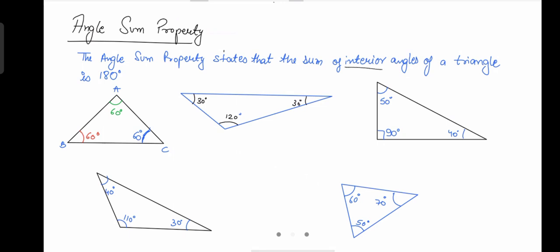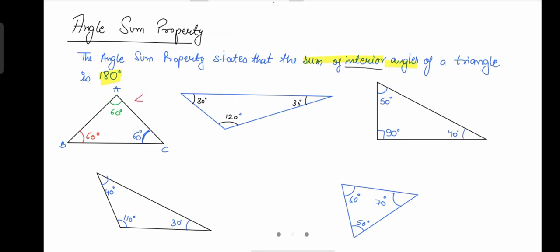Now let's talk about the angle sum property. What is the angle sum property? It simply says that the sum of interior angles, so the first thing is clear that you have to add up the interior angles, of a triangle is 180 degrees. It's a good thing that when you add up the interior angles, for example, if I talk about this first triangle, that is ABC, what are the interior angles?